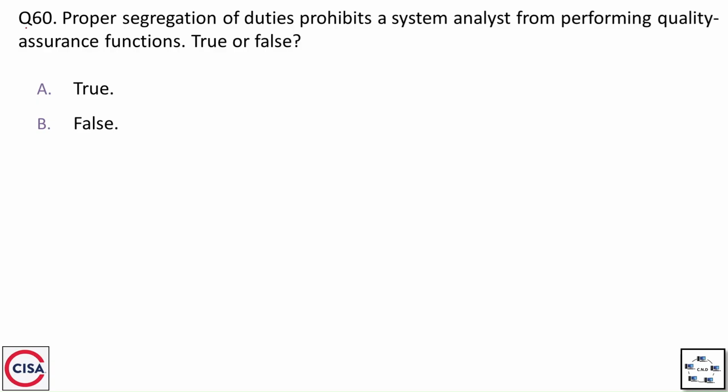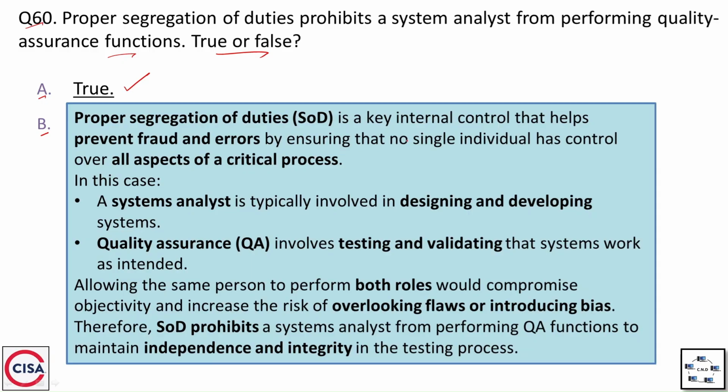Question number 60. Proper segregation of duties prohibits a system analyst from performing quality assurance functions. True or false? And the options are option A, true; option B, false. And the correct option is option A, true. Proper segregation of duty, that is SOD, is a key internal control that helps prevent fraud and errors by ensuring that no single individual has control over all the aspects of a critical process.